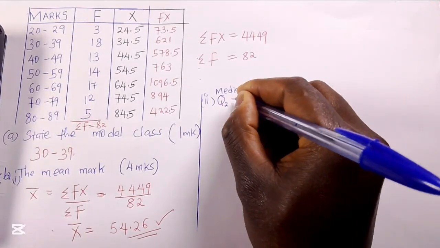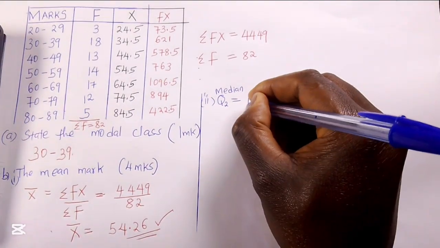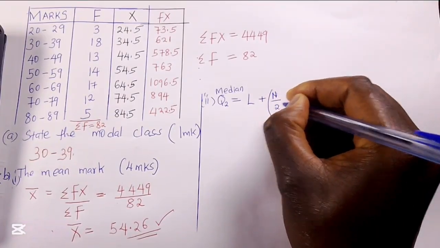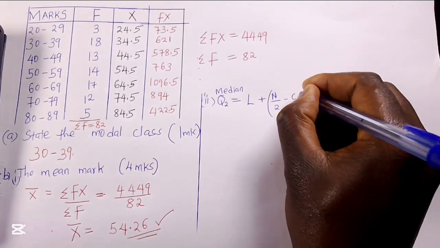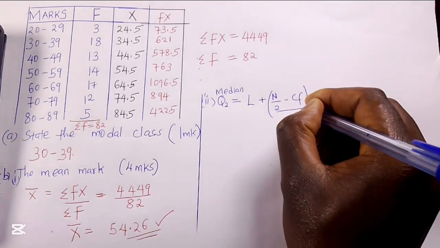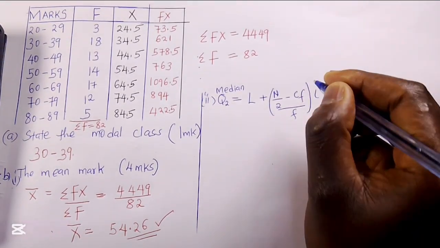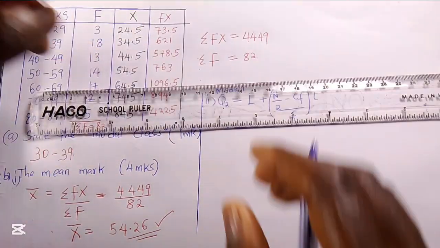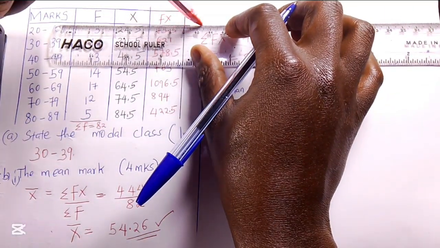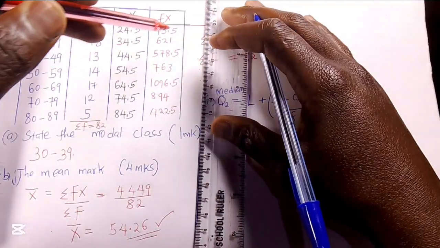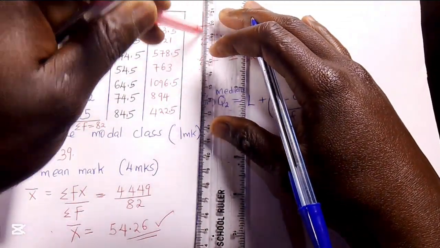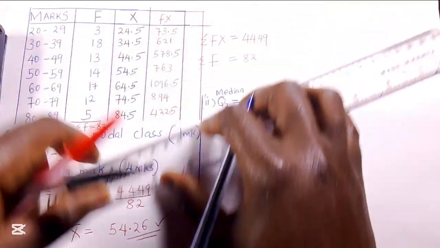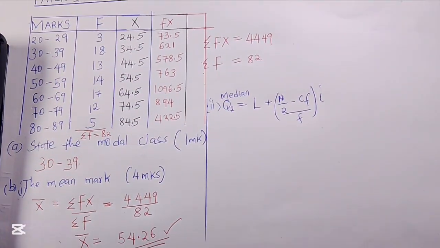Which we said Q2 is equal to L plus (N over 2 minus cumulative frequency) over F, multiplied by I. So we now need to find the cumulative frequency column. We can add that column here on the same table.